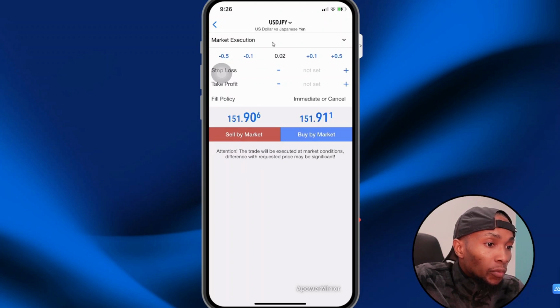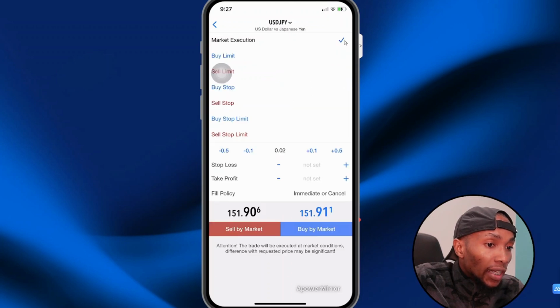So here at the top where you see market execution, that will make the trade at the current market price. However, when you select the icon to drop down, you have the option to go with a buy limit, a sell limit, a buy stop, a sell stop, a buy stop limit, or a sell stop limit.